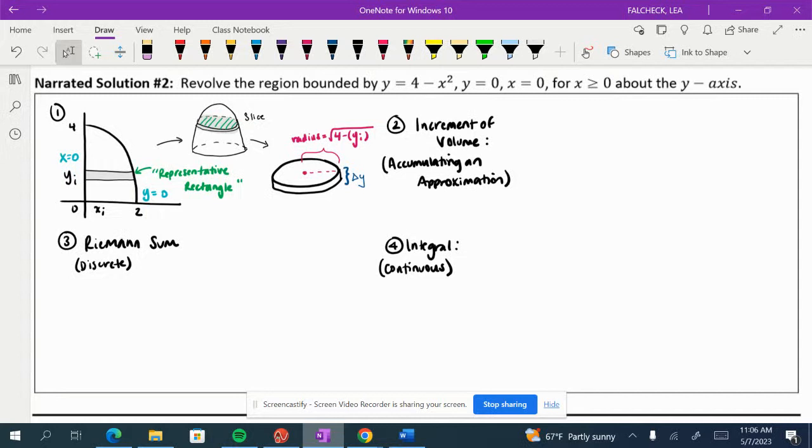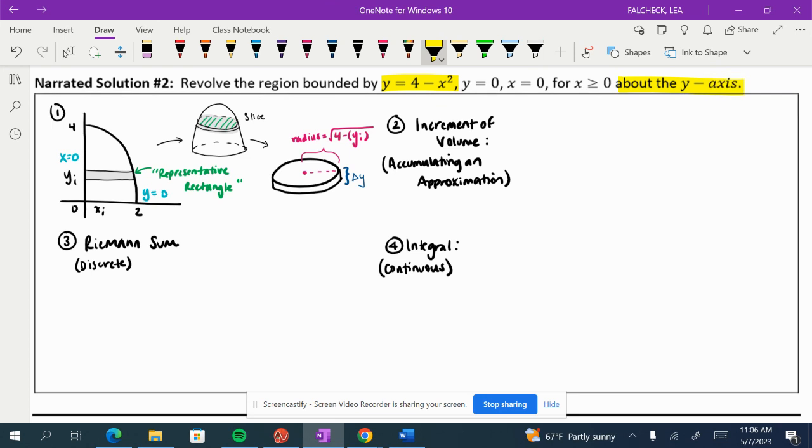Hi guys, narrated solution number 2. Revolve the region bounded by y equals 4 minus x squared, y equals 0, x equals 0, for x greater than or equal to 0, about the y-axis. So we have this function being rotated about the y-axis.